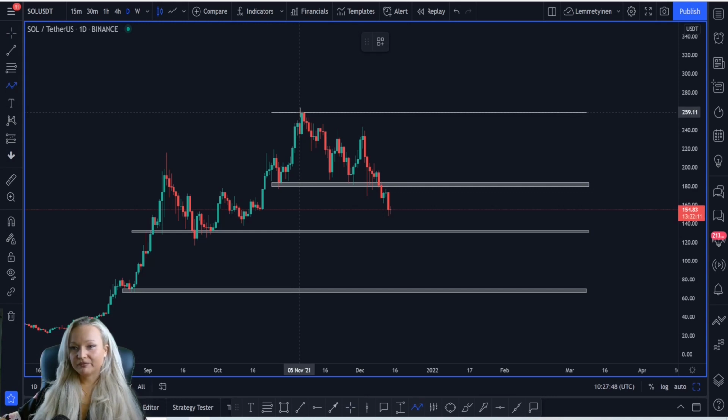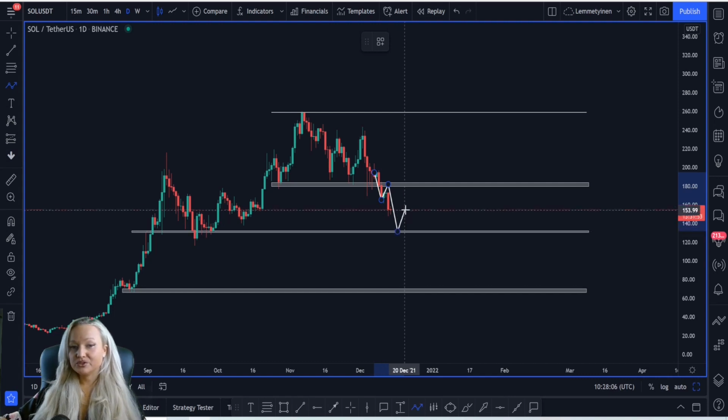So we came back down from 260, and we came back down to this previous support that we did have around 180. We just broke that level and we almost had a retest. So the market is right now continuing back down to maybe come back down to 130.